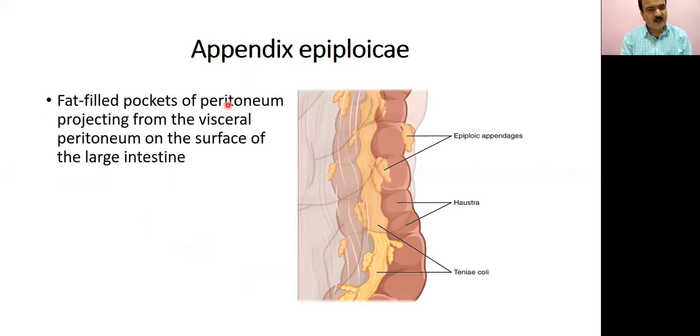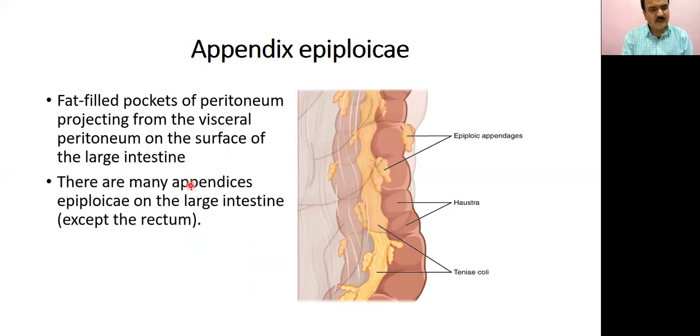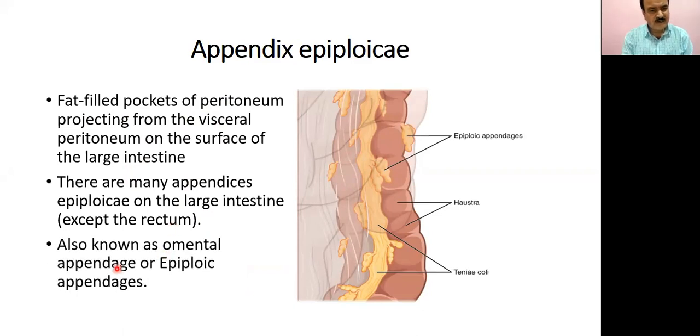So fat-filled pockets of peritoneum project from the visceral peritoneum on the surface of the lower intestine. There are many appendices epiploicae on the lower intestine except the rectum. Rectum does not have these appendices epiploicae. They are also known as omental appendages or epiploic appendages. So appendices epiploicae, or omental appendages, or epiploic appendages, are fat-filled pouches.